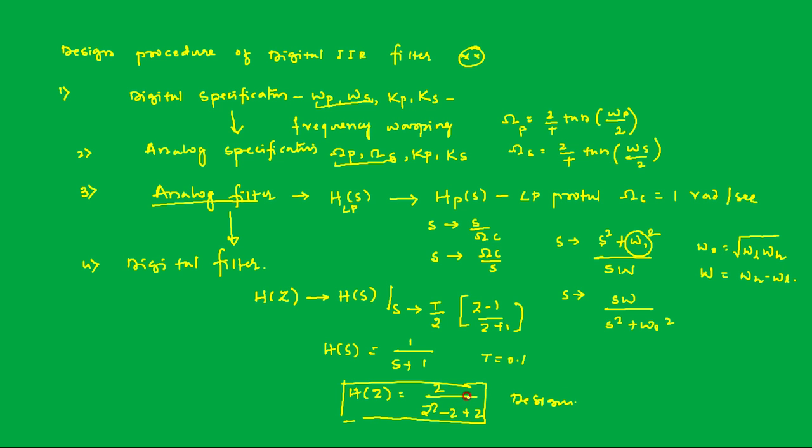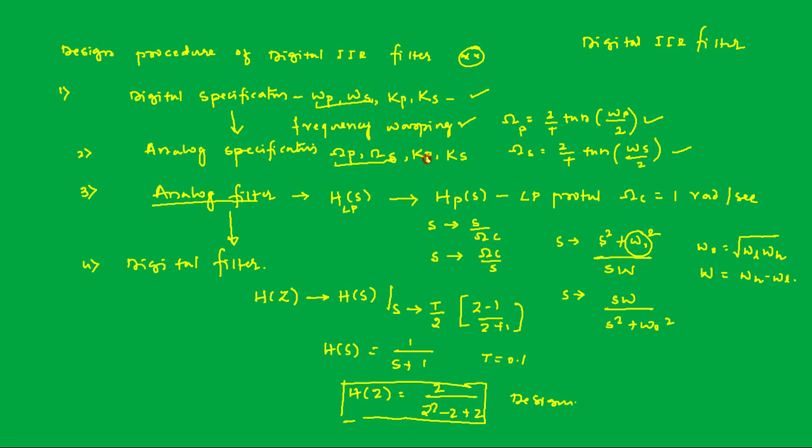Understood? So this is the simple procedure you have to follow to design the digital IIR filter. This is very important. Understood? So what is the first step? When the digital specifications are given like WP, WS, KP and KS, you have to convert them into analog specifications using the concept known as frequency warping. That is omega p is equal to this equation and omega s is equal to this equation, right?